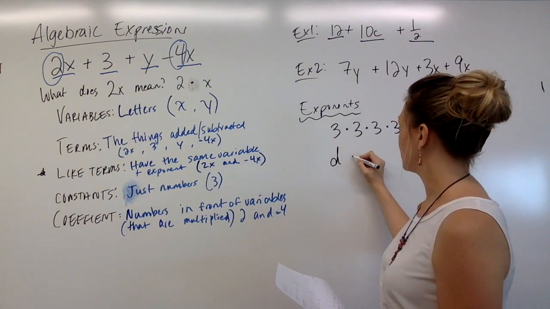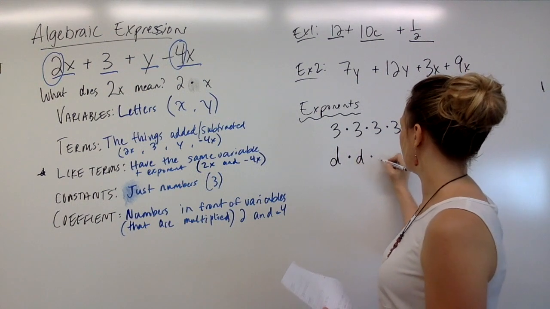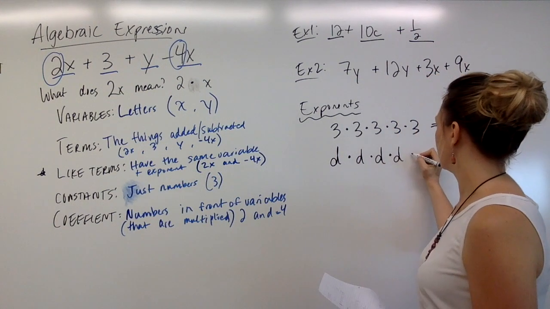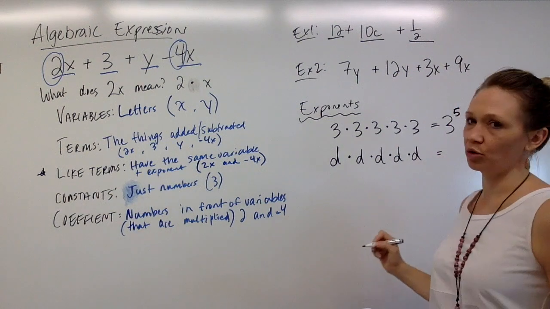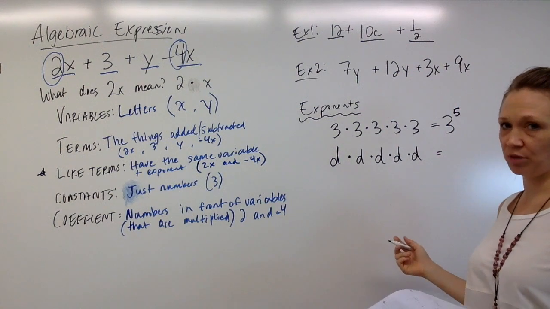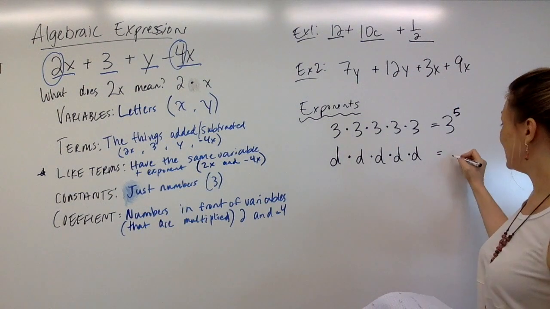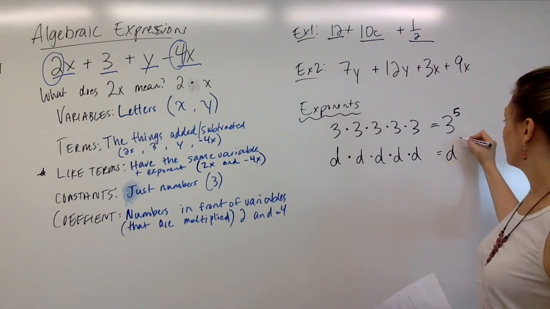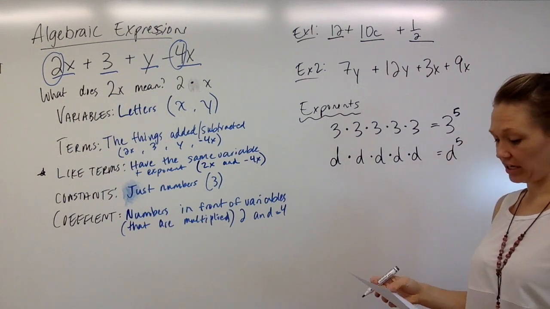So I have d is my variable times d times d times d times d. Now it's like a mystery number. We don't know if it's 3 or not. It's a mystery number, okay? It's the same thing though. It's d, whatever d is, times itself 5 times. So we can represent it like that.